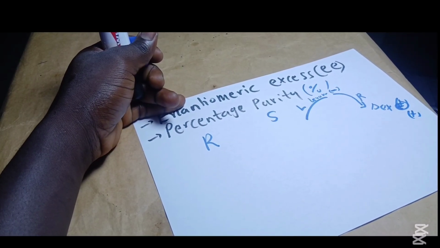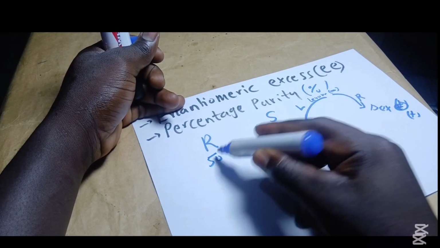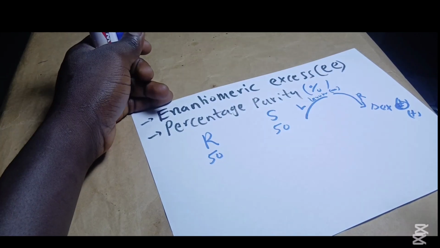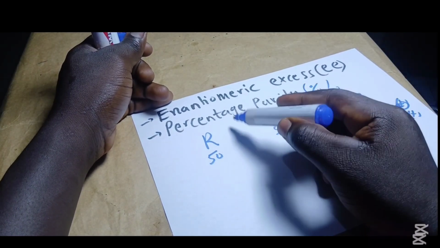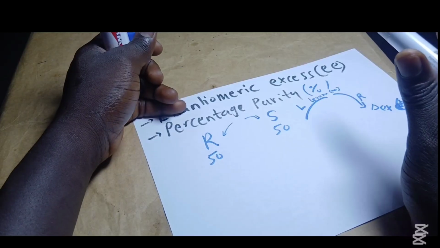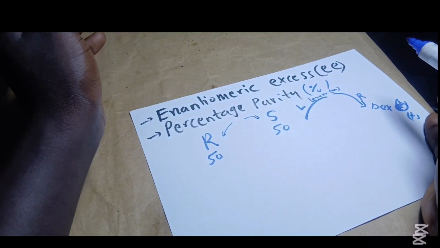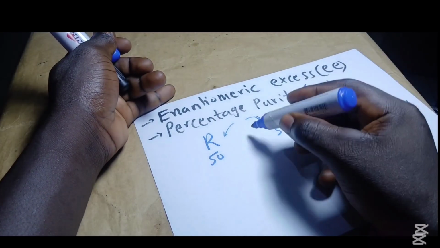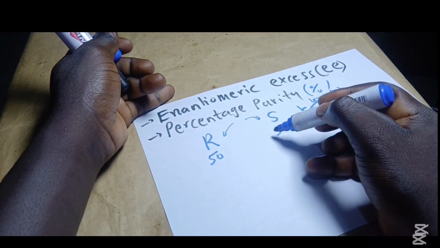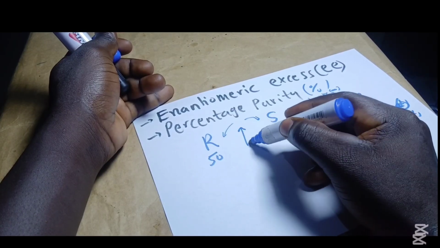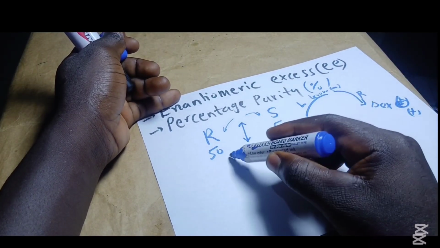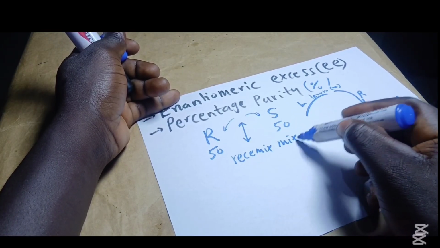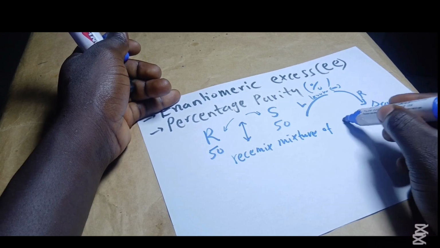So if I have 50 of R and 50 of S, as S is turning it to the right, R will be turning it to the left. This is just a general term. It is not to say the S is always dextrorotatory or the R is always levorotatory. So because we have 50-50 of both enantiomers, there would not be an angle, right? Which means the solution will be a racemic mixture of R and S.